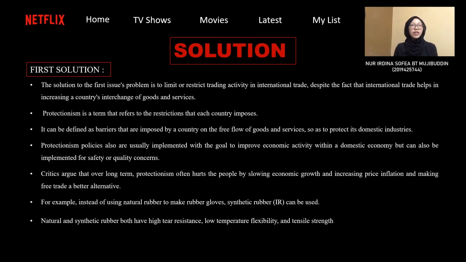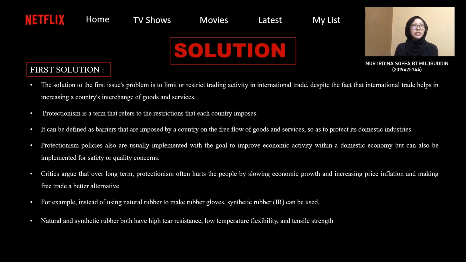Critics argue that over the long term, protectionism often hurts the people by slowing economic growth and increasing price inflation, making free trade a better alternative. But the proponents of protectionism argue that the policies can help to create domestic jobs, increase gross domestic product, and make a domestic economy more competitive globally.